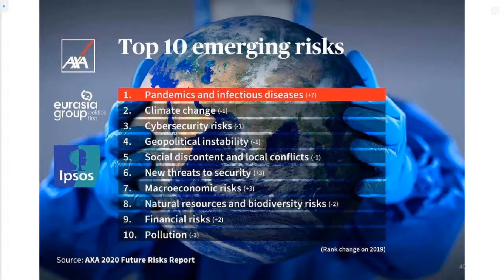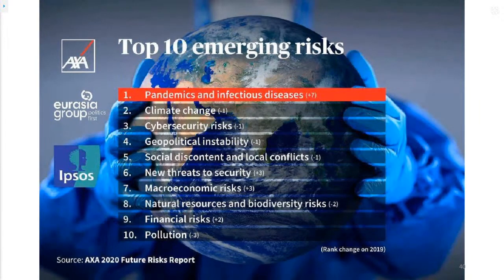People who are in the business of evaluating risks in the business community. This chart comes from a study by the Eurasia Group, which is a political risk group in the United States, AXA, which is an insurance company group in Europe, and Ipsos, which is a marketing polling organization that operates globally. But they've looked at the emerging risks, top 10 emerging risks for 2020. They've done this in the past.